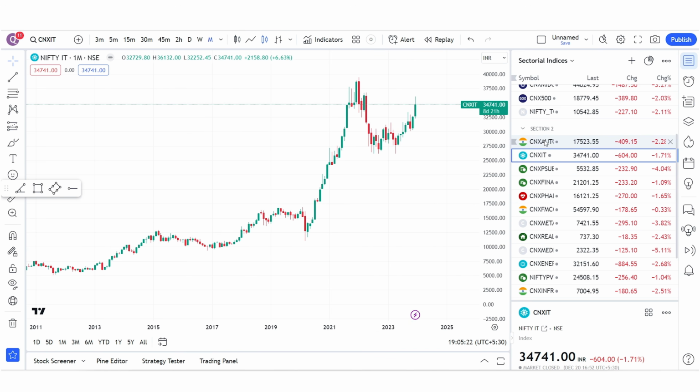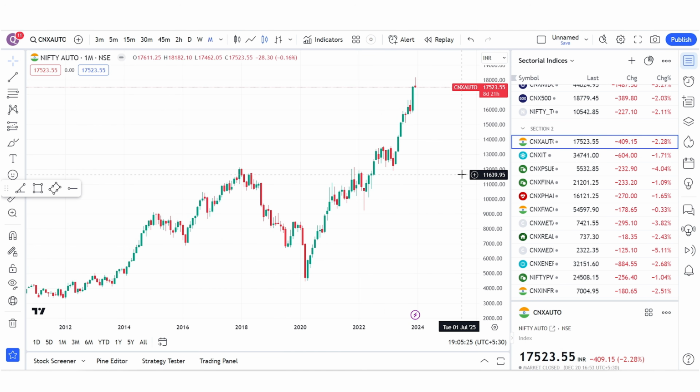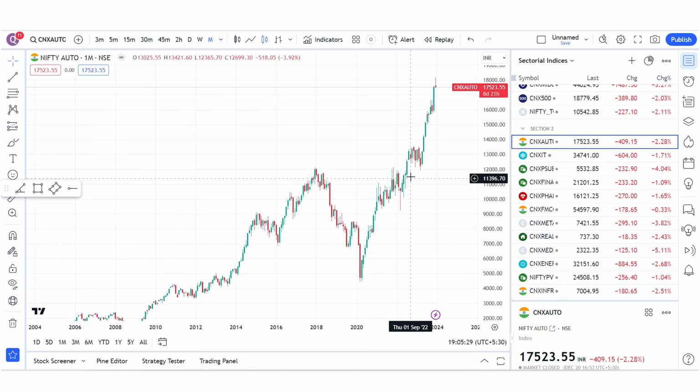So if at the same time you see CNX Auto or Nifty Auto Index, you can see that the auto index had given a fantastic breakout around August or September 2022. So here the entire sector ended up giving a breakout. That means most likely you are going to see the entire stocks in this sector rallying.